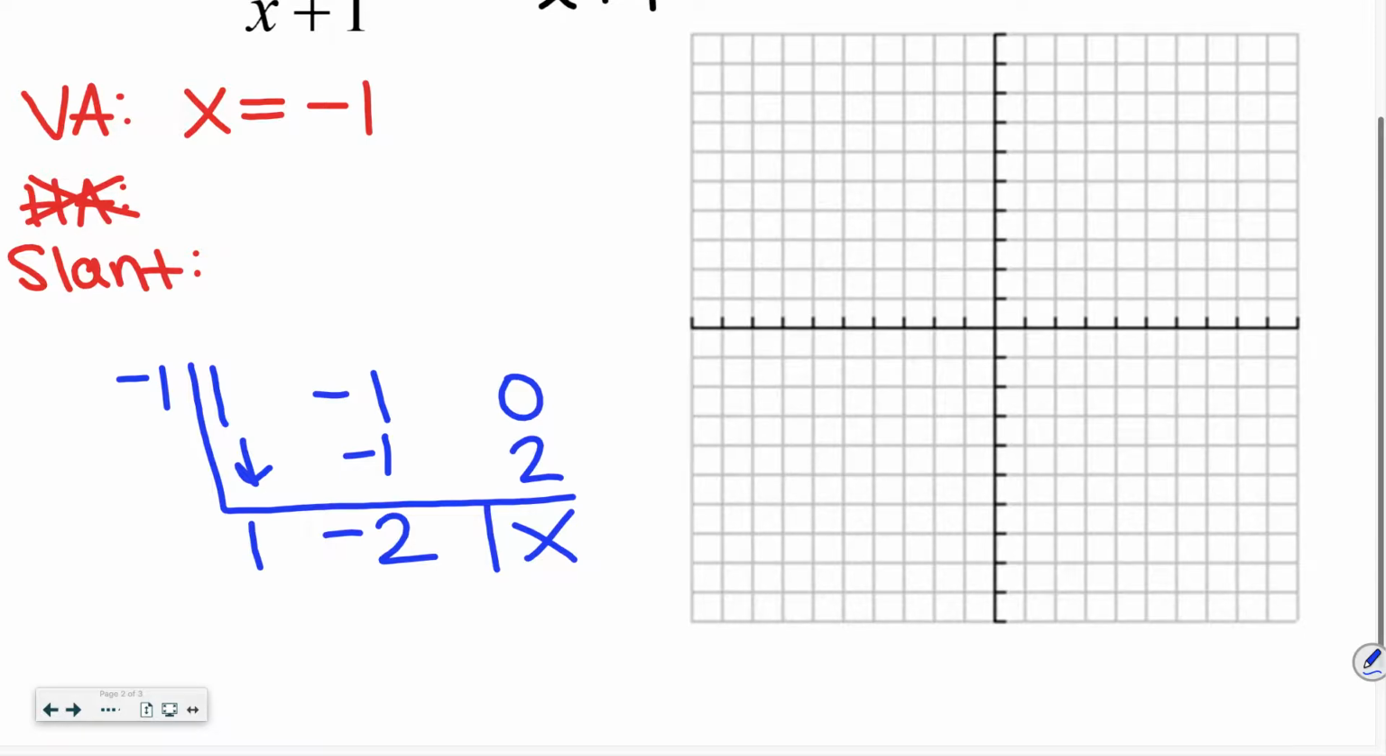What are we left with? We're left with x minus 2, right? So our slant asymptote is y equals x minus 2. We're done. All you have to do is perform the division. Questions? Not as bad as you thought?